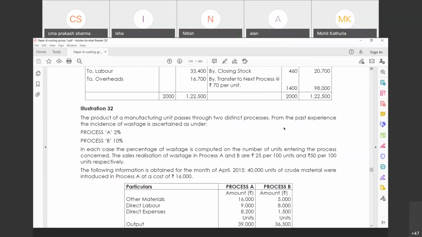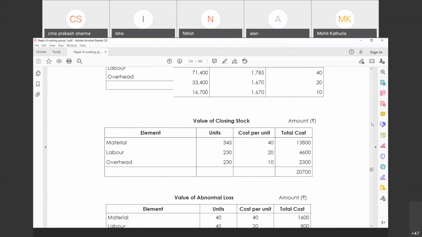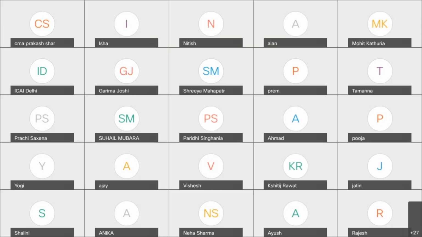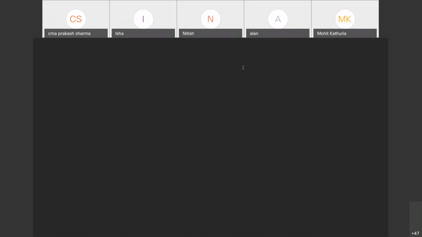ठीक है सर. तो ये क्वेश्चन नंबर 32 है आपका, ये आपको मैंने बता दिया है. ओल्ड बुक में हो सकता है पेज नंबर कुछ और होगा. In the latest module which is available on the institute website, it is illustration 32. Okay, so you can also solve the first 4 questions of this chapter by yourself, and I am moving toward the next topic. Okay, Vishesh is saying page number 277 in the old book.